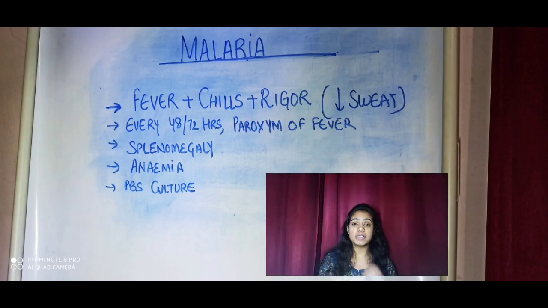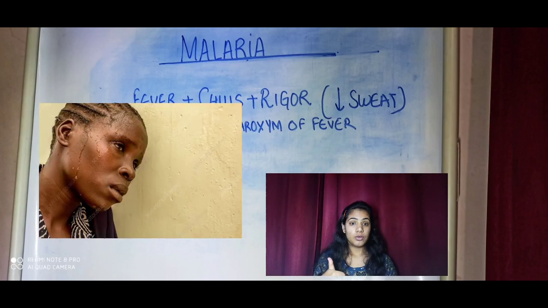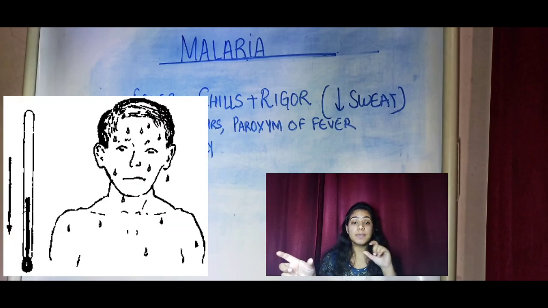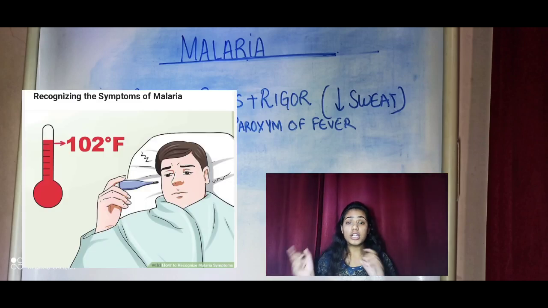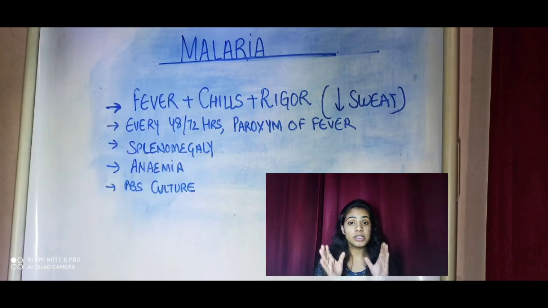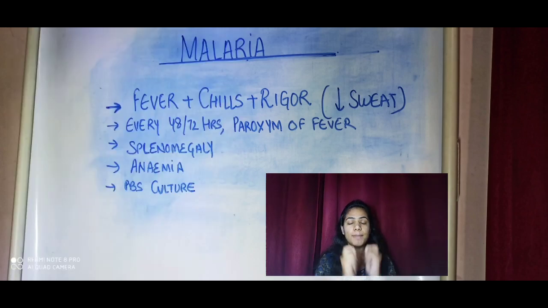But what are the peculiar features that will differentiate it from hepatomegaly? How can we diagnose that it is malaria? By fever. The fever will be high, but it will decrease with the amount of sweat. That is, the sweat will be inversely proportional to the degree of fever in malaria. Second, there will be paroxysm of the fever. The fever will not be consistent or regular. It will reoccur every 48 to 72 hours. So this is a major sign.